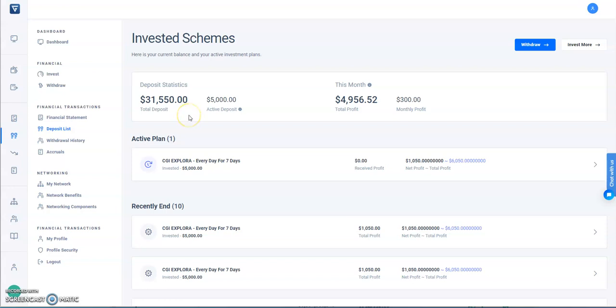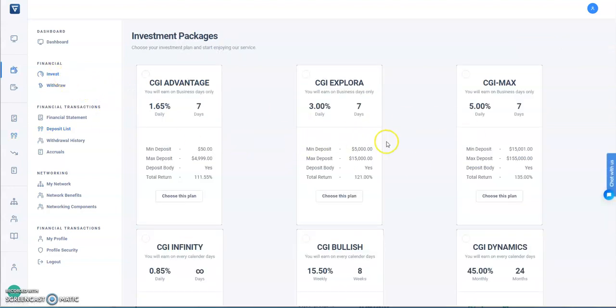If I start seeing some sort of progression, maybe I might compound it back up a little bit more. What do I mean by that? This is how it is: you put it into one of these plans, let's say CGI Vantage, within these specified deposit frames. You have $50 to $49.99.